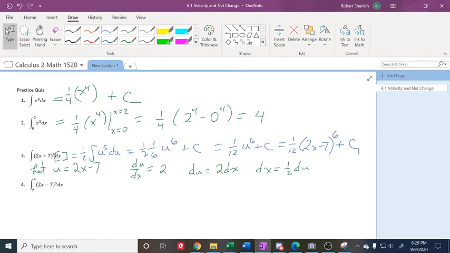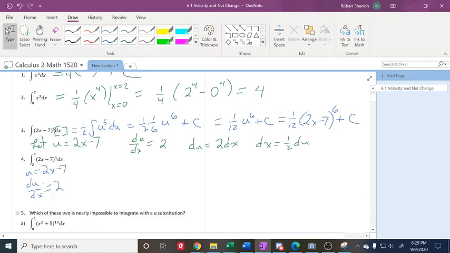Alright, I'm going to stop you now, and let's do this. We're going to do it the same way we did the other one. u is 2x minus 7. du/dx equals 2. So I have du is 2 dx, or dx equals 1/2 du.